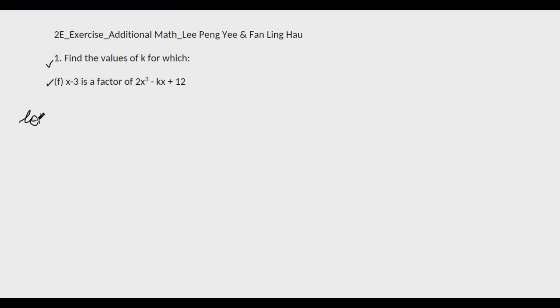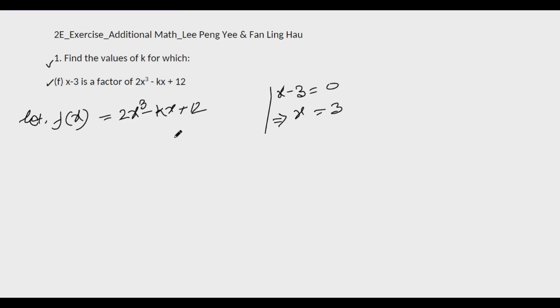Now come to solve 1f. First let f of x is equal to 2x cubed minus kx plus 12. Now we should find the value of x by putting x minus 3 is equal to 0. So here x is equal to 3. Now if we put the value of x, that is 3, we will get f of 3 is equal to 2 multiplication 3 cube minus k into 3 plus 12.